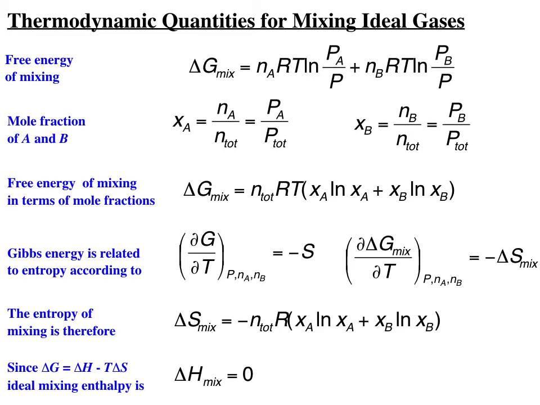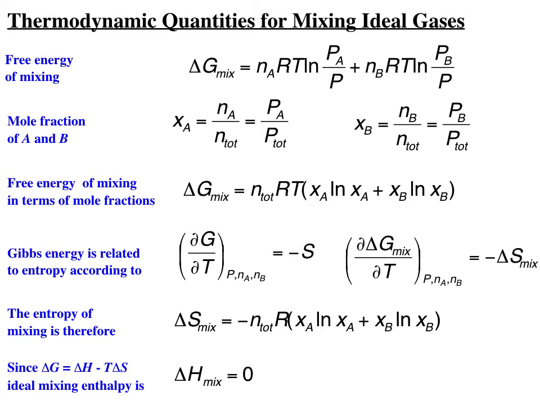So if I divide NB by N tote, the V, R, and T's will cancel, and XB can either be written as NB over N tote or PB over P tote. Now, I'm going to substitute into the very top equation the fact that if I multiply through by N tote over N tote, then I'll have NA over N tote times N tote, which is N tote times XA in the first term.